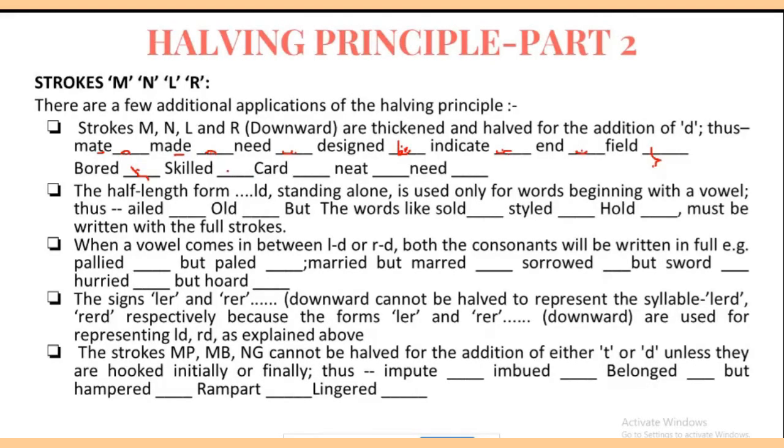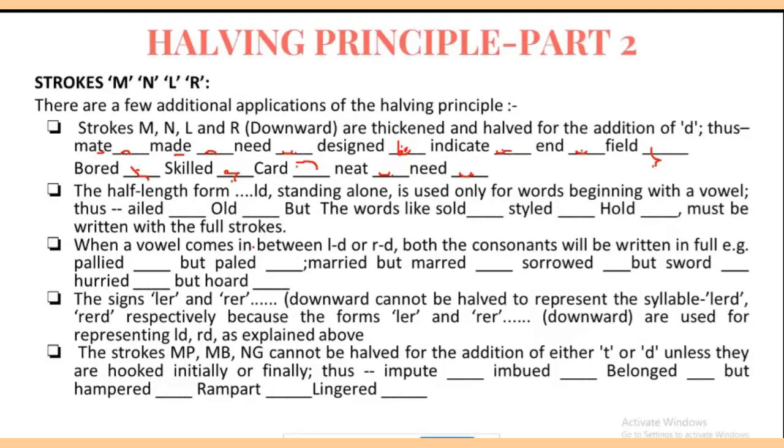Skilled, SK and L thickened downward for the addition of D. Card, K and R half and thickened for the addition of D. Neat, in case of neat, L will be a light stroke. But in case of kneeled, it will be a dark stroke and half for the addition of D. The half length form LD.